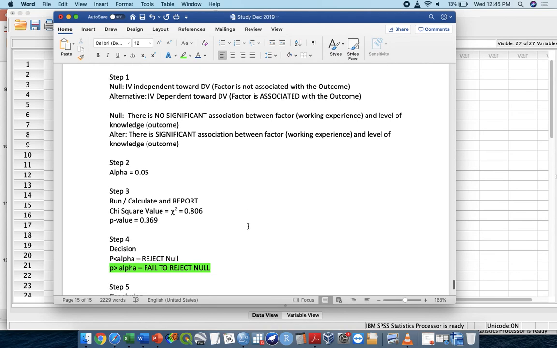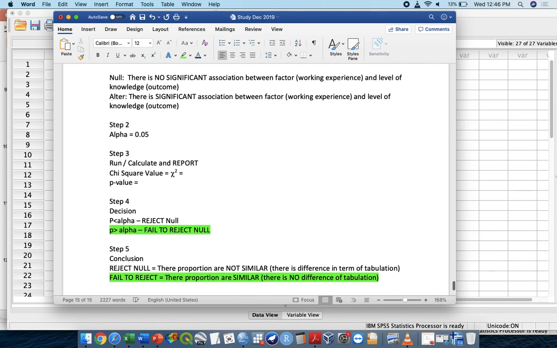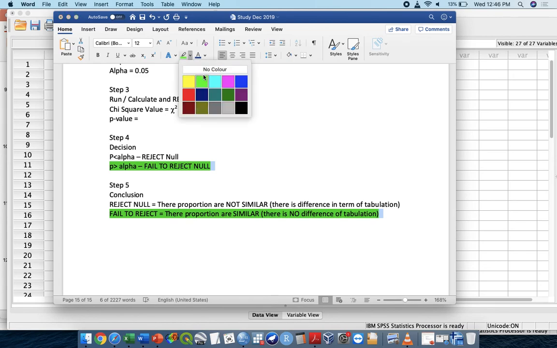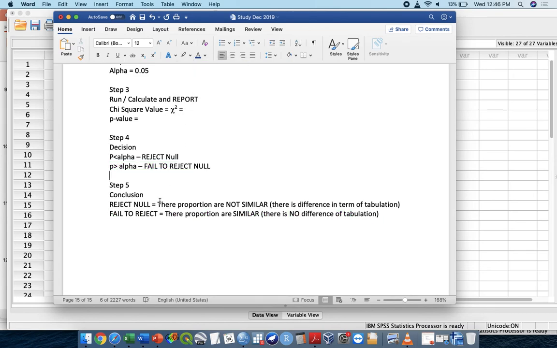Level 2 is the same. The chi-square value needs to be calculated differently, and then the p-values also need to be identified, and then you have to make a decision. And this one is the big change that you must understand. When you reject the null hypothesis, then you will make a conclusion like this: there is a significant association between factor and outcome.